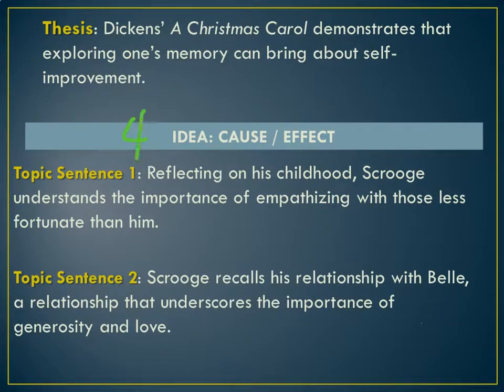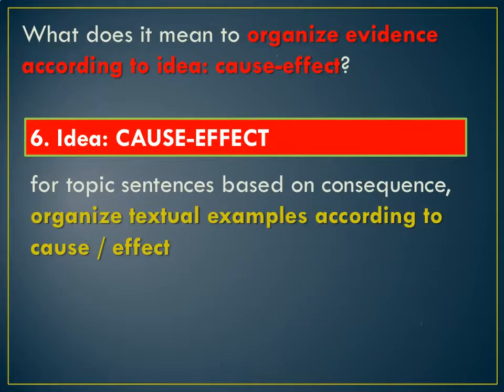So a fourth option for how you can organize according to idea, and this is our sixth option total, is you can organize according to cause-effect. So if you're wanting to write a cause-effect essay, if you're wanting to say that A causes B, then this is how you could go about executing this kind of analysis or this kind of argument. When you write a cause-effect essay, you're trying to organize your examples according to cause-effect pretty simply. And so you have some options for how you can do that.